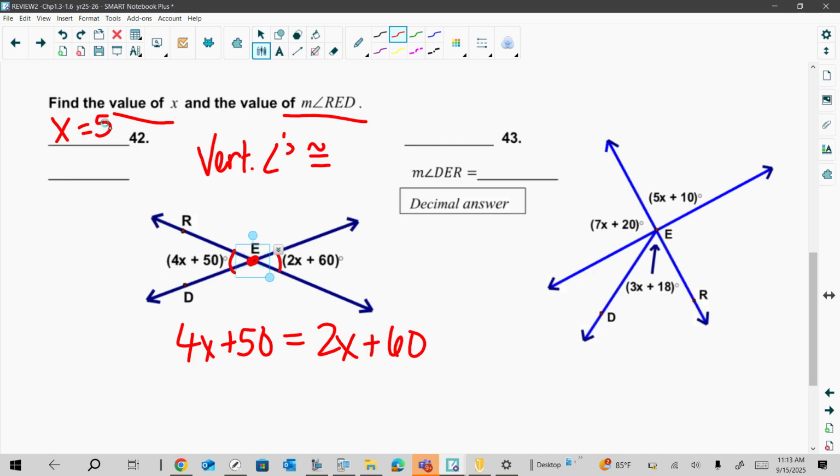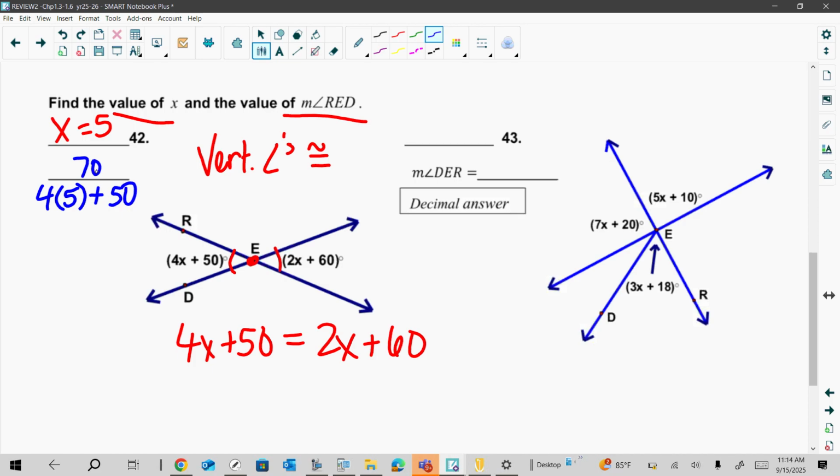It's up to you. It's not due tomorrow. So to find the angle, you do 4 times 5 plus 50. If you want to keep it to study, you can. So we should get 70 here.